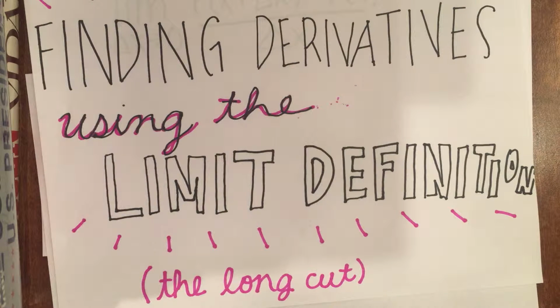Finding derivatives is important because it provides the equation of the slope of the tangent line, which gives you the instantaneous rate of change at a given point. It can also help find things like relative extrema, concavity, and many more important things.